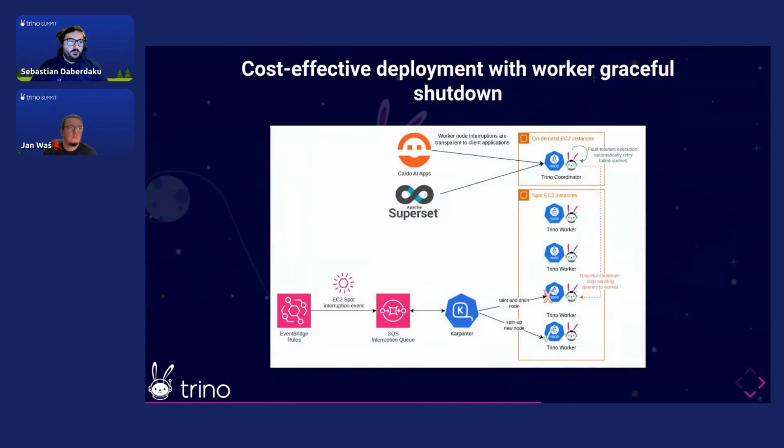I think one notable use case of the worker graceful shutdown is the one that we are currently using at Cardo AI, which is implementing what I call a cost-effective deployment of a Trino cluster. As I mentioned, we use AWS EKS, and we manage the EC2 nodes of the Kubernetes cluster with Karpenter.